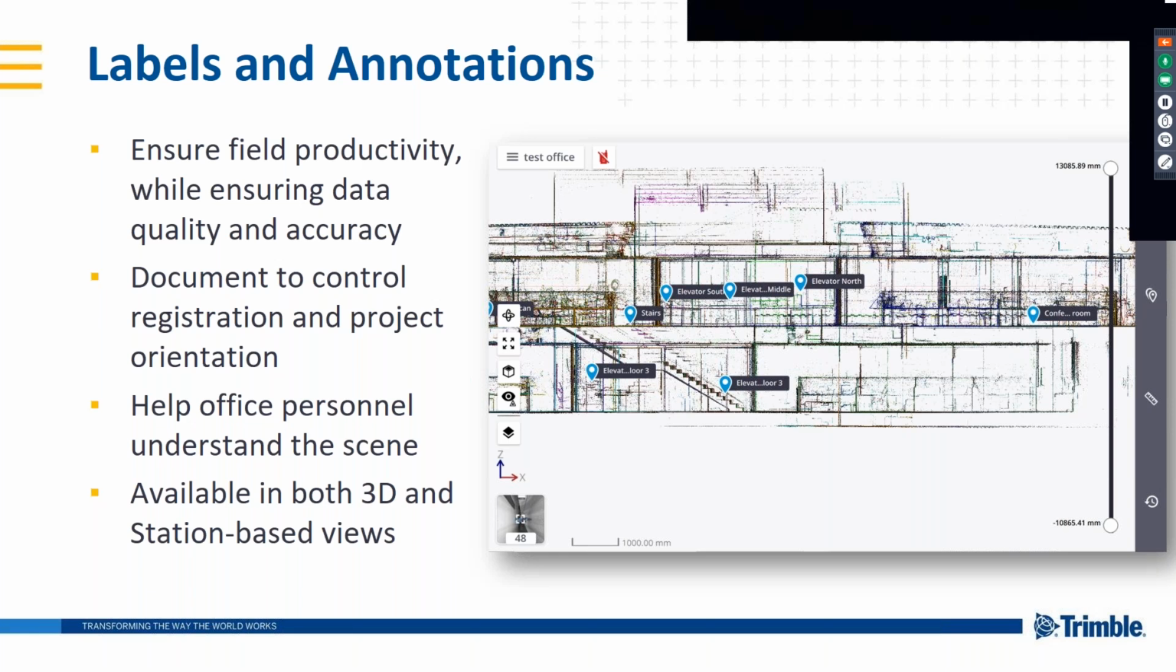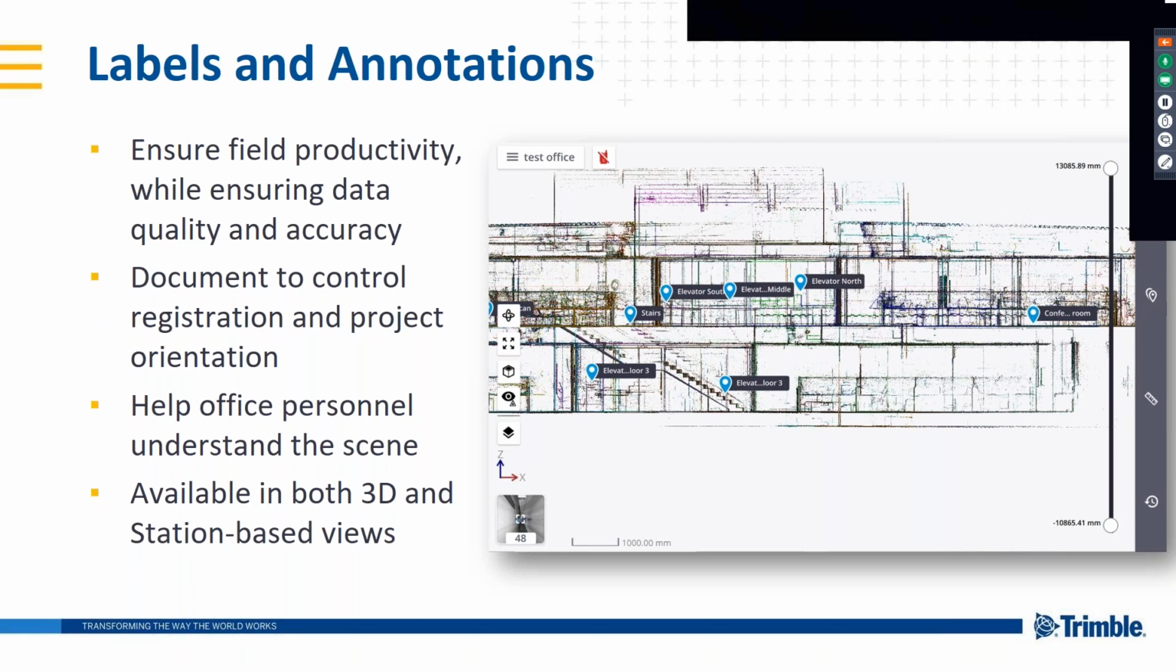One thing, or a couple of things, you have is labels and annotations. Labels is probably best described as grouping. As you go along, you have the capability to add labels into that particular scan, so you can group them, whether you're in floor 1, floor 2, or room 1, room 2, and so on.